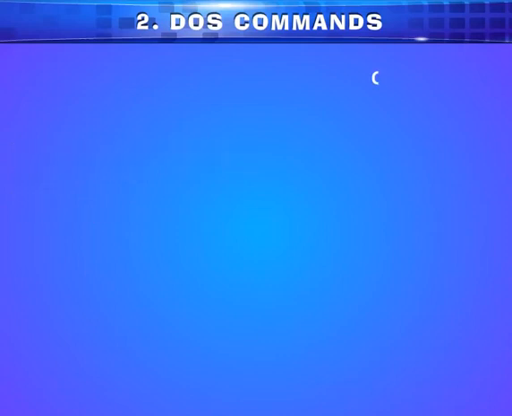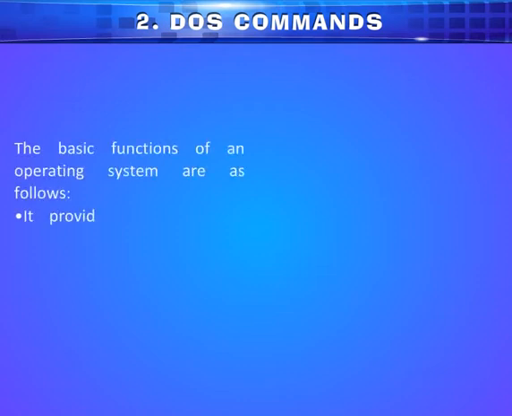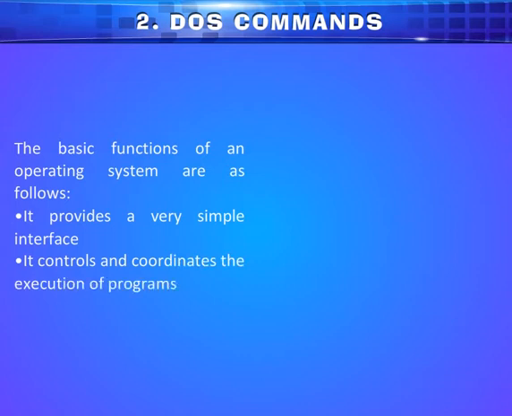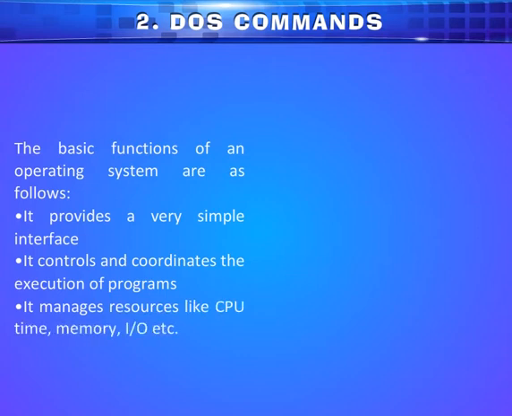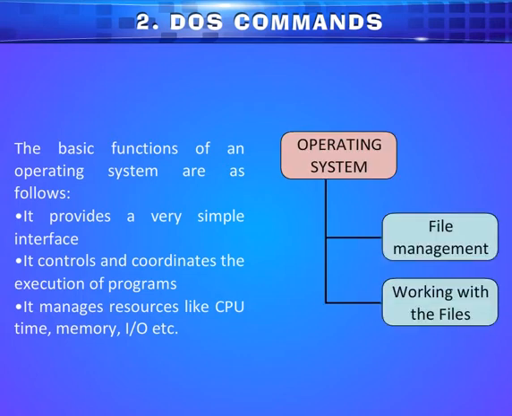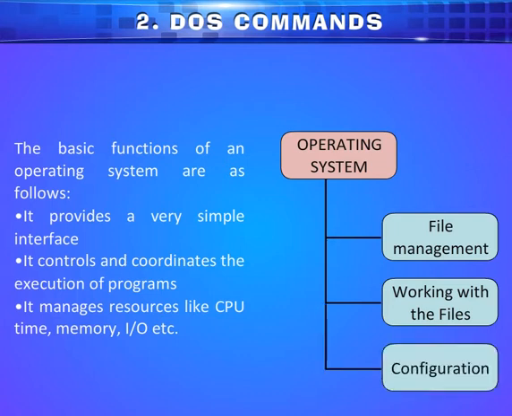Chapter 2: DOS Commands. The basic functions of an operating system are as follows. It provides a very simple interface. It controls and coordinates the execution of programs, and it manages resources like CPU time, memory, input-output, etc. This is how we define the functions of the operating system: file management, working with the files, and configuration.